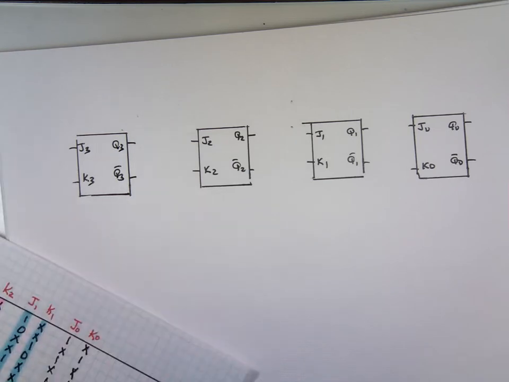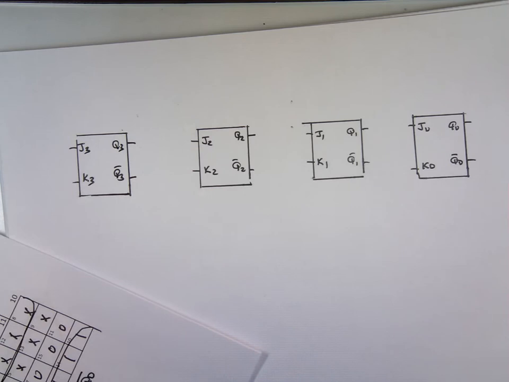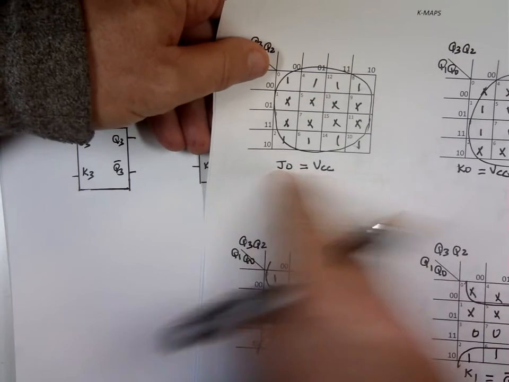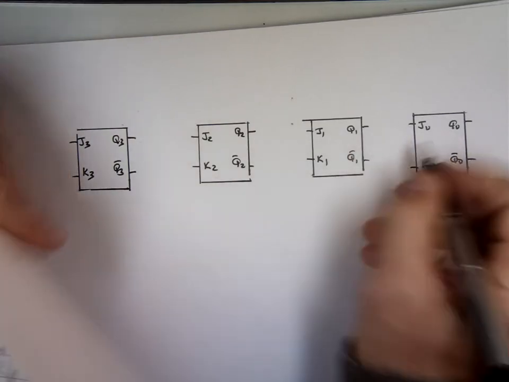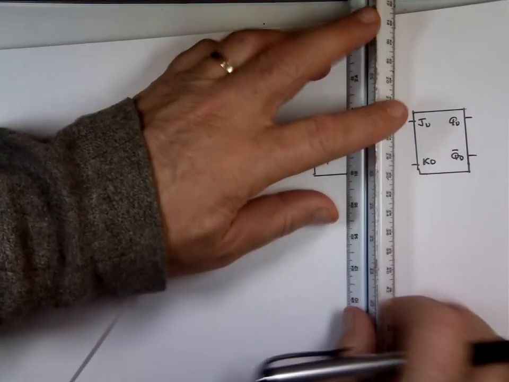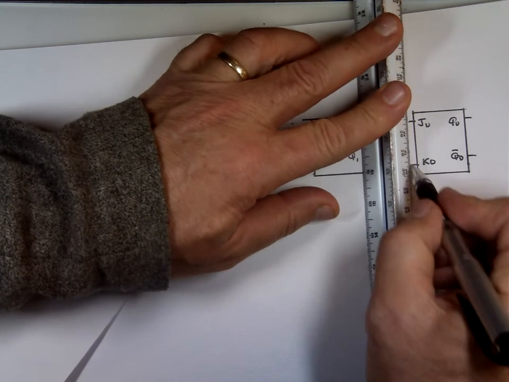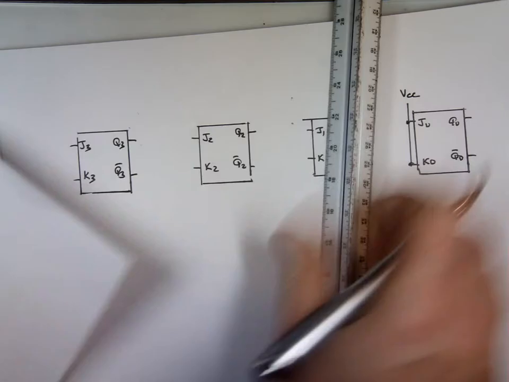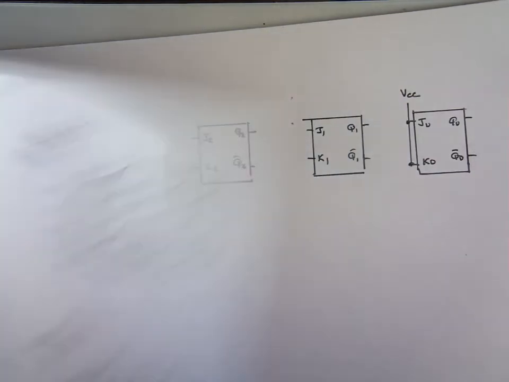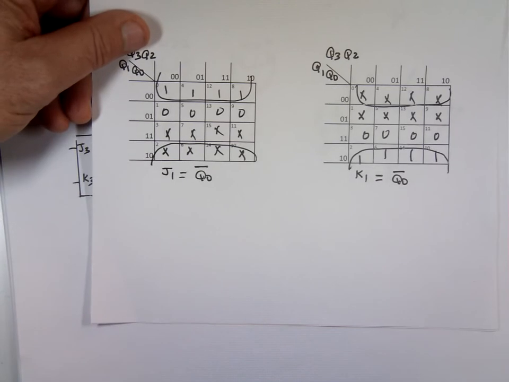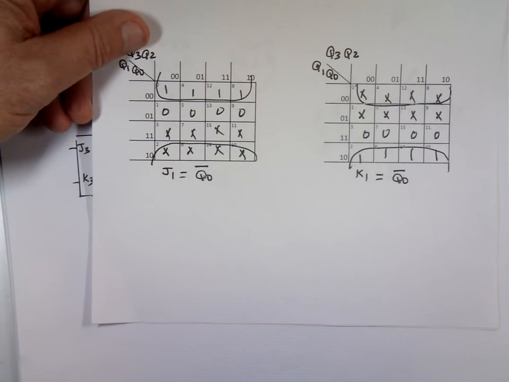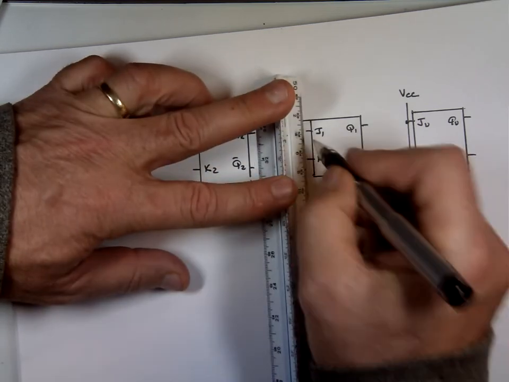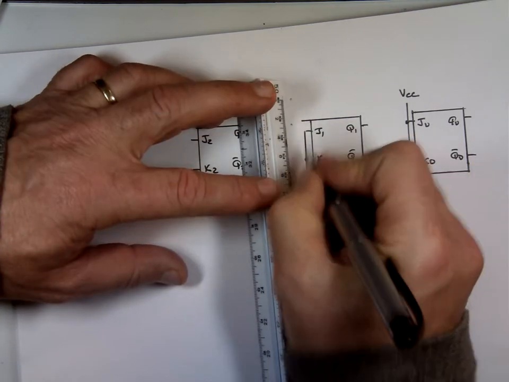The K-map. What was attached to J0 and K0? VCC. So you take a wire here, you go, okay, I'm going to attach these guys to VCC. Both of them. J1, K1, what's attached to it? Q0 not, right? So right here, these guys together, what's attached to them is this one.